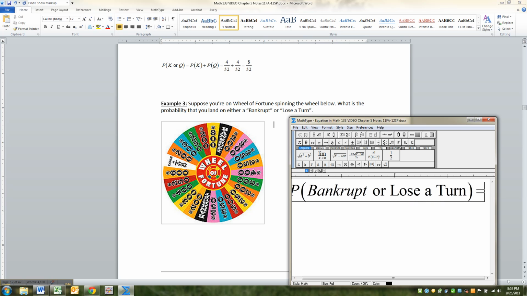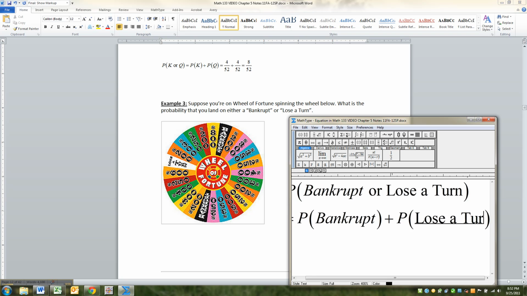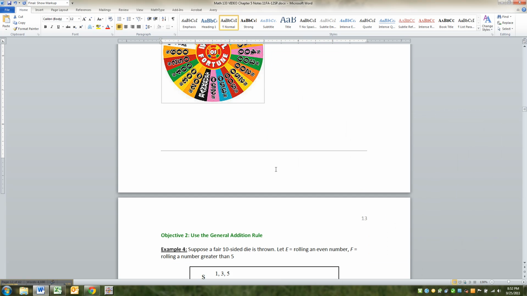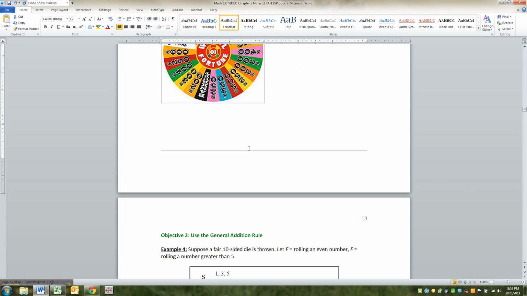Okay, so that's going to be equal to the probability of bankrupt, if I could spell, plus the probability of lose a turn. Okay, so the probability of bankrupt is 2 out of 24, plus the probability of lose a turn is 1 out of 24, which equals 3 out of 24. That's your answer. You could, of course, find a decimal for that with your calculator or with Excel. Pick your favorite poison. There you go. All right, so that's that one. Notice again that that rule worked only because they're disjoint. You can't land on both bankrupt and lose a turn at the same time.